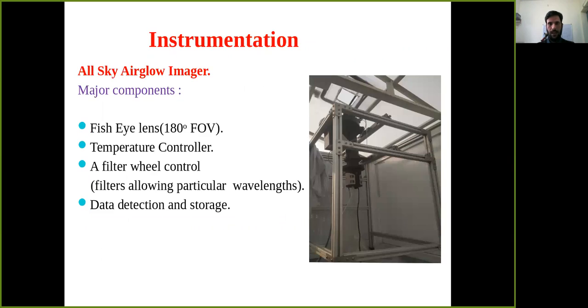This is the instrument called the All Sky Airglow Imager, which captures images of the airglow at different peak altitudes through multiple wavelength interference filters. As an example, we use the 630 nanometer interference filter for imaging of the ionospheric irregularities with the airglow peak height at 250 kilometers. This All Sky Airglow Imager consists of a fisheye lens having a 180-degree field of view. It has a temperature controller and a filter wheel control, which contains the multiple wavelength interference filters. And also it has data detection and storage.